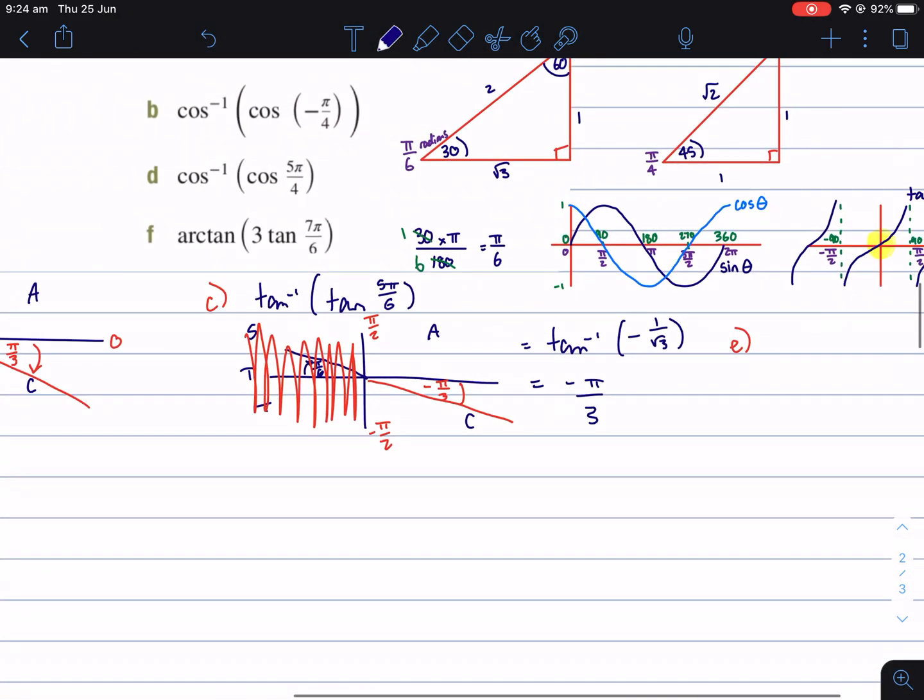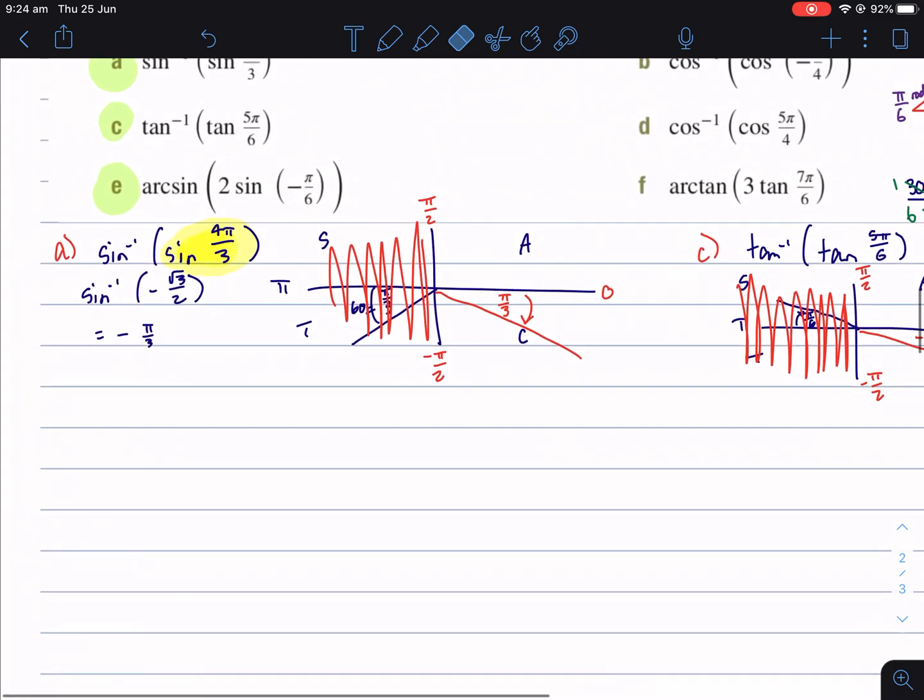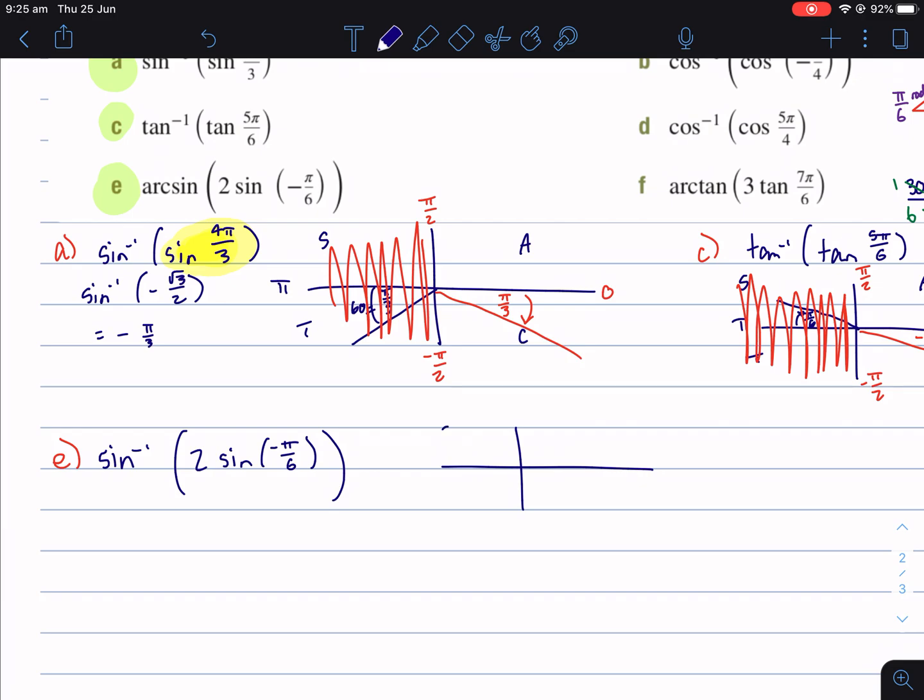I'm going to need more space, so I'm going to come down here. So we've got arcsine of 2 sine negative pi on 6. So sine negative pi on 6, down here and down here. Sine negative pi on 6.